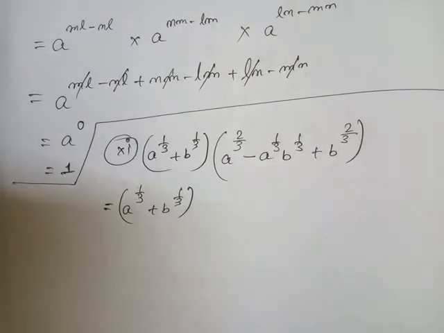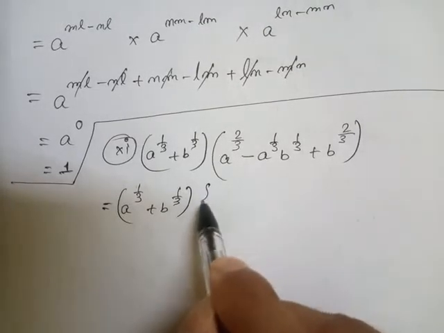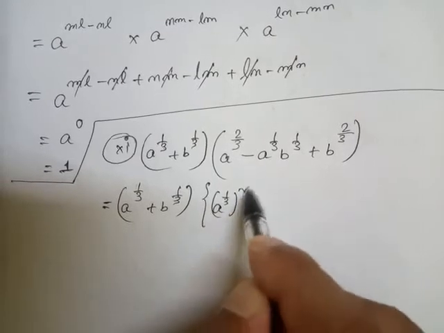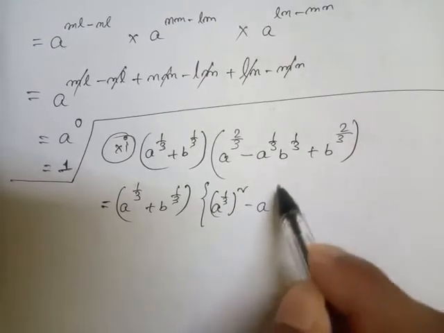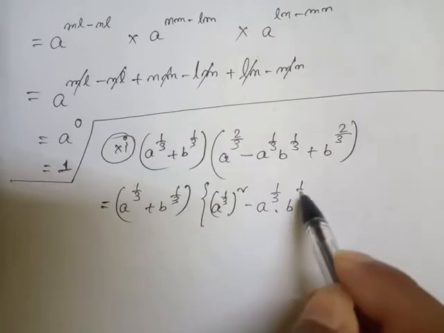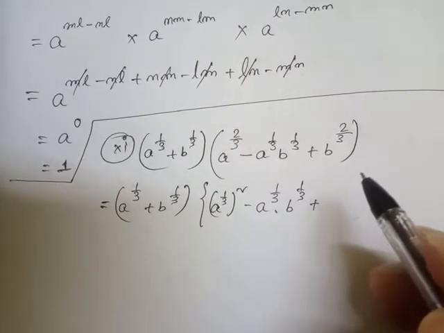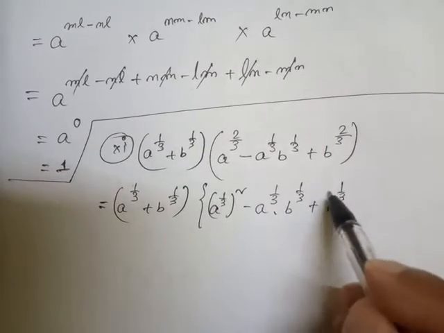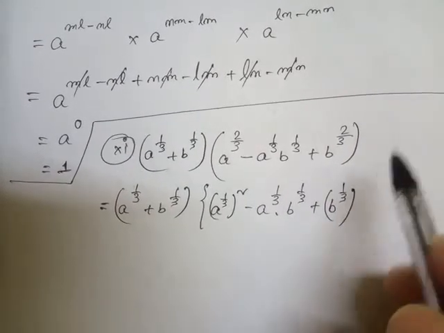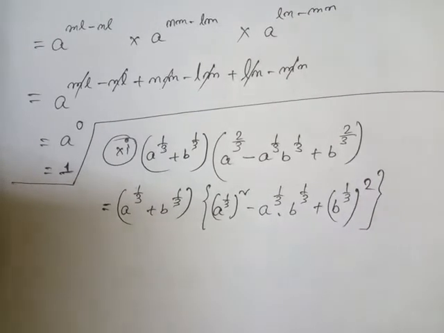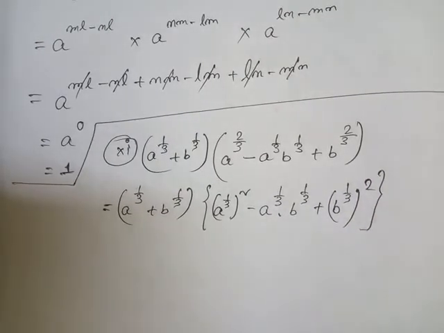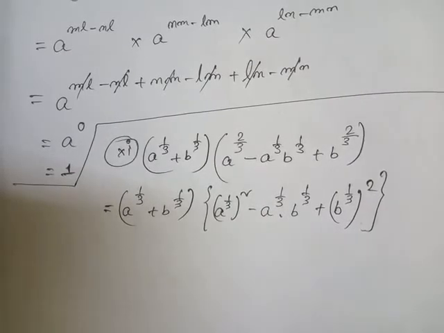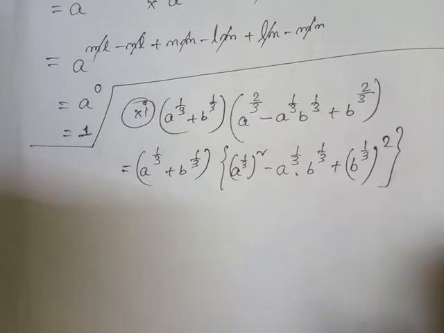This is the first one, and now here a to the power 2 by 3 can be written as a to the power 1 by 3 whole square, minus a to the power 1 by 3 and b to the power 1 by 3, and next one here can be written like b to the power 1 by 3 whole square. Now look student, this is the formula. Now what is the formula here? Look, I am writing one formula, after that I will complete the sum.